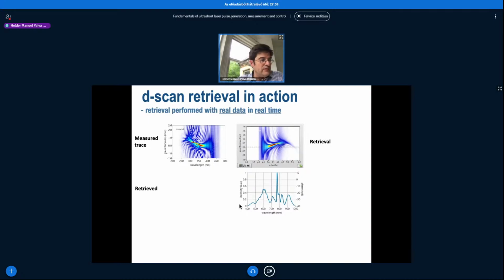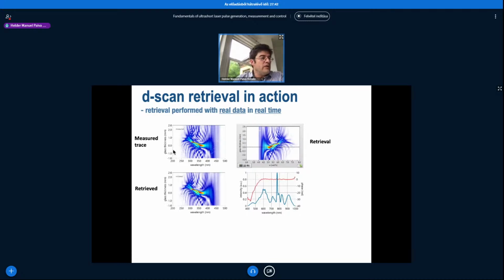So this is the spectrum, a very broad spectrum, but we don't know the spectral phase. We just know the spectrum, and we know this measurement of the dscan trace. So the algorithm will try to guess which phase gives you this trace. And I'm going to run that now, and that's it. It takes less than 1 second.